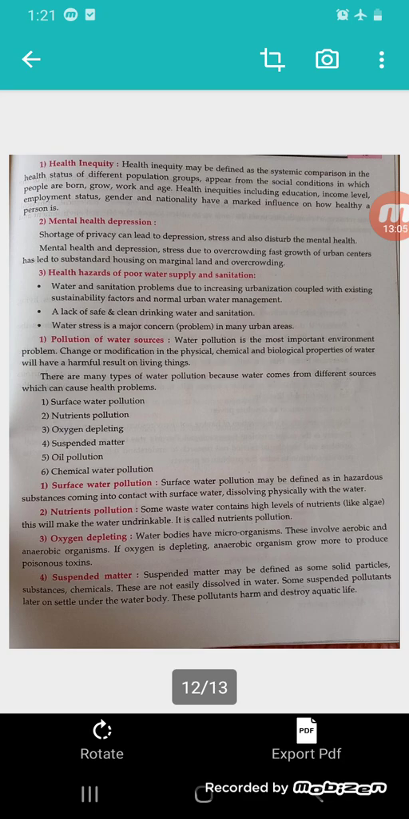Coming to oxygen depletion. Water bodies have microorganisms, both aerobic and anaerobic organisms. If oxygen level is reduced, anaerobic organisms grow more and produce toxins. Coming to suspended matter, it may be solid particles, substances, chemicals, etc. These are not easily dissolved in the water, so they are going to settle under the water body and they are going to harm and destroy aquatic life.